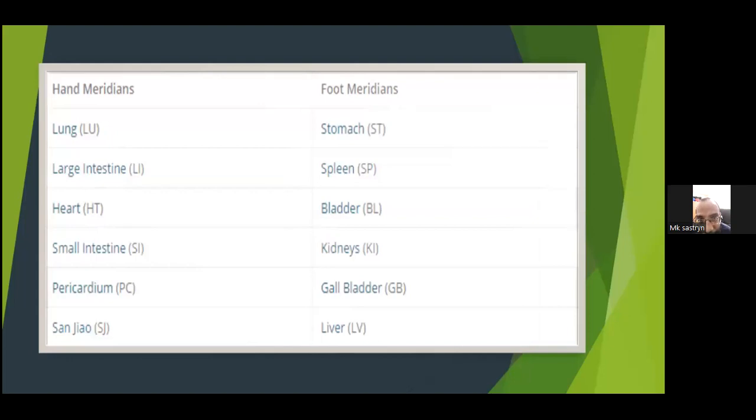So you can see the hand meridians are lung, large intestine, heart, small intestine, pericardium, and Sanjiao. These are the hand meridians. You can write down: lung, LI, heart, small intestine, pericardium, and Sanjiao are the hand meridians. And the leg meridians are stomach, spleen, bladder, kidney, gallbladder, and liver.